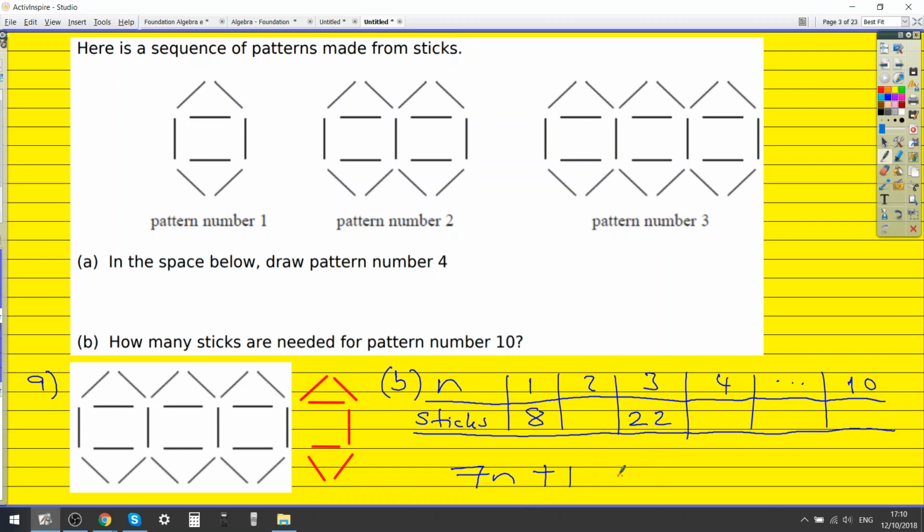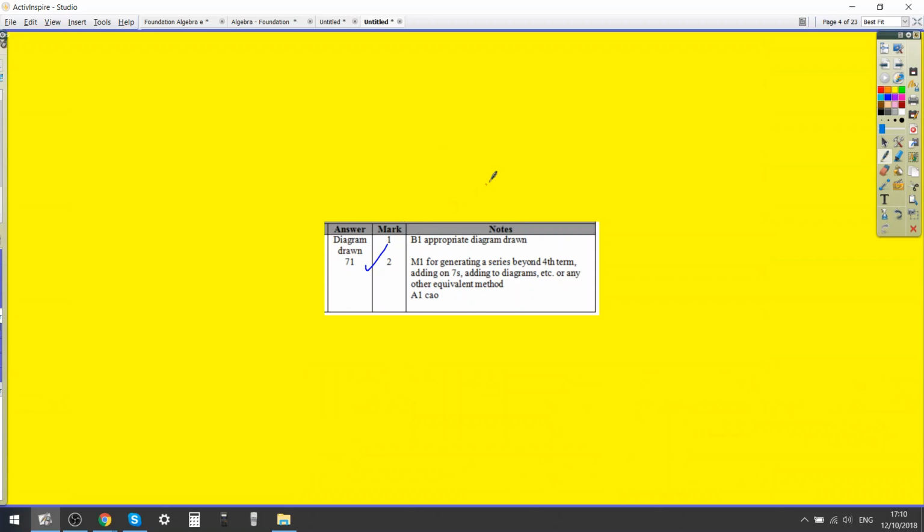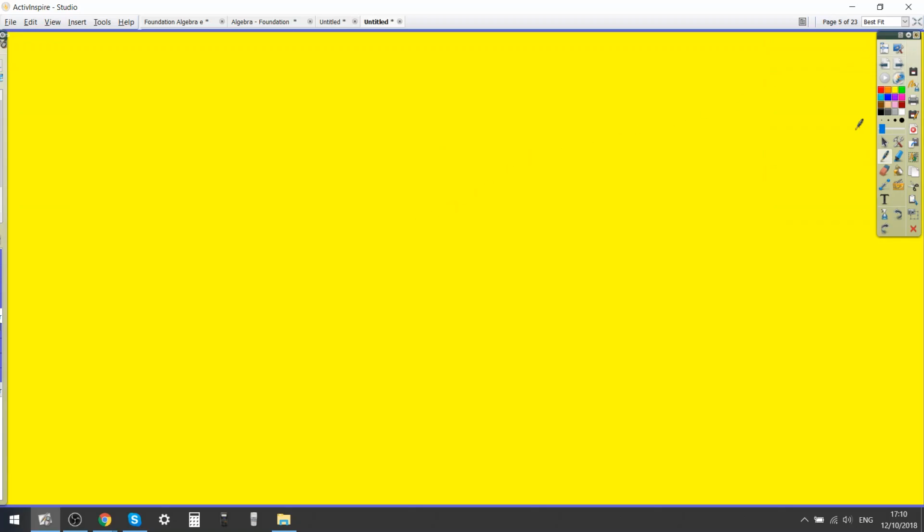How do we find pattern 10? 7 times 10, which is 70 plus 1, 71. Well done. 71. I think that's going to be the quickest way to do these. Okay. 71, so 1 mark, 2 marks.